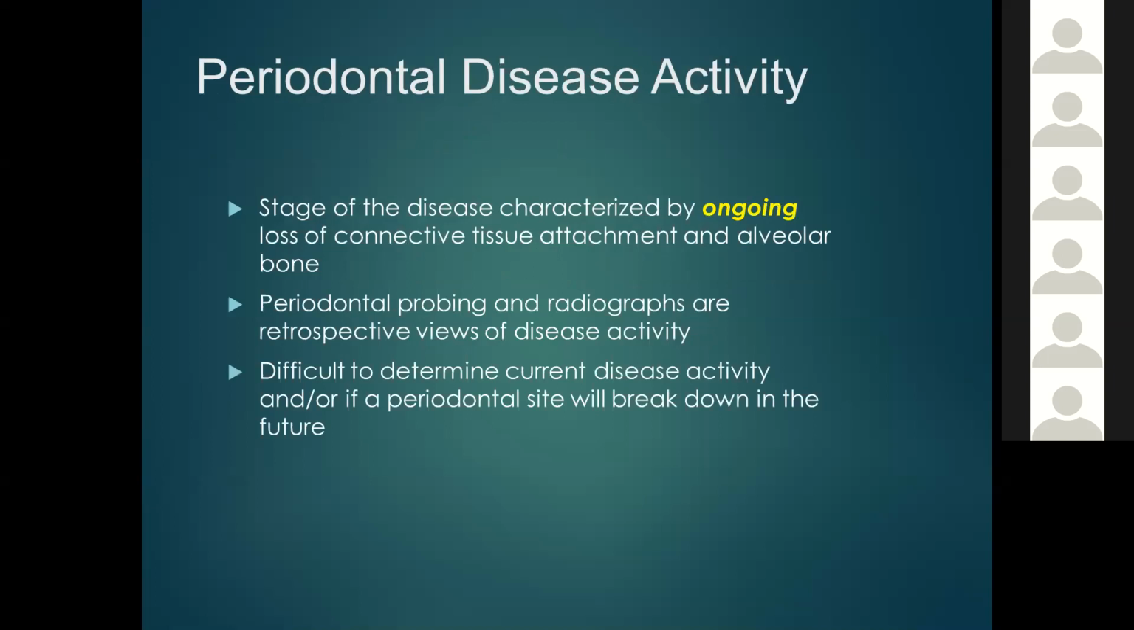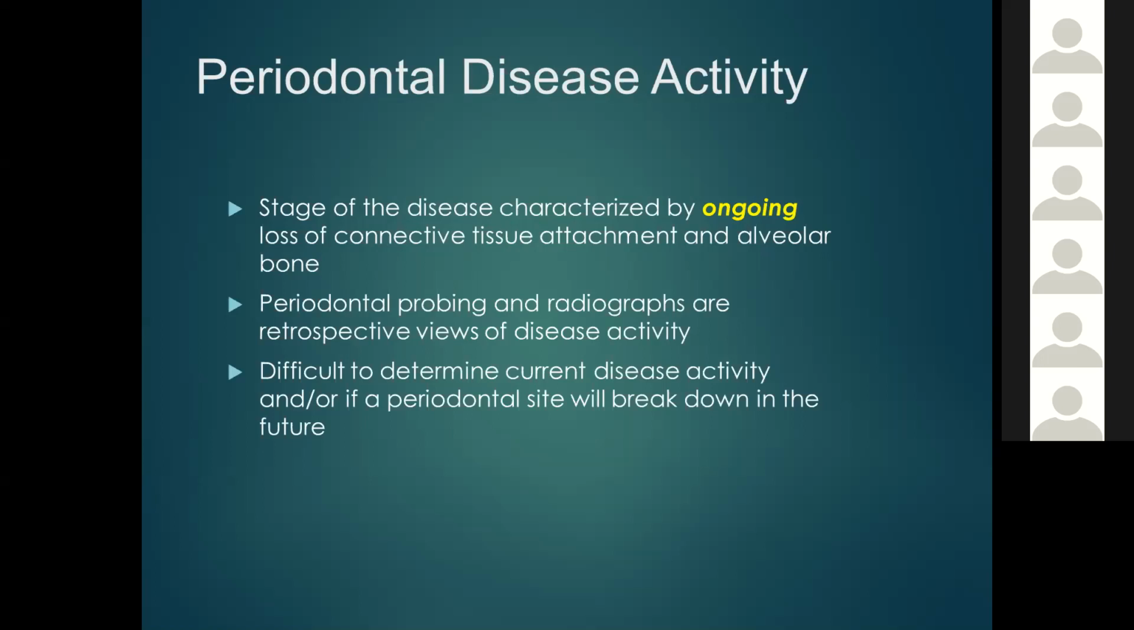So we want to determine the periodontal disease activity. And activity means it's the stage of the disease characterized by ongoing loss of connective tissue attachment and alveolar bone. Now that is quite different from having an infection. Periodontal disease is an infectious process, but the patient can be stabilized for a long period of time without active disease. So we have to kind of look at the disease and activity as two different things. Periodontal probing and radiographs, again, are the retrospective views of the disease activity. And it's difficult to determine current disease activity, whether a periodontal site is actually breaking down or will break down in the future. We do know that if you have had past periodontal disease, then the likelihood of getting future disease is much greater than if you've never had disease.